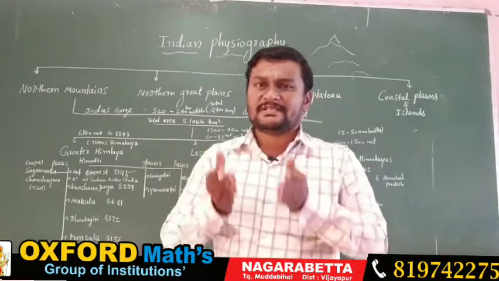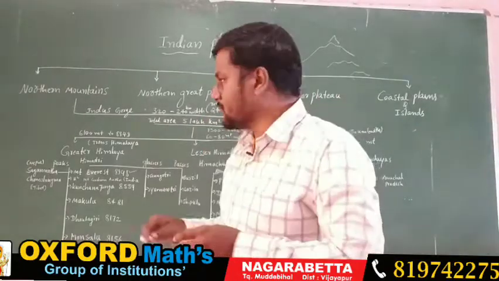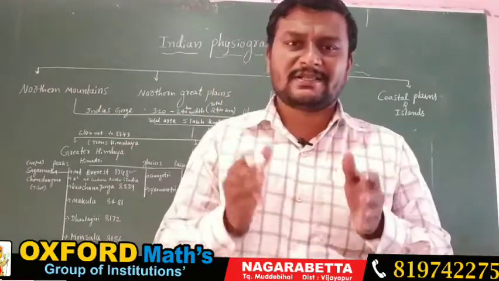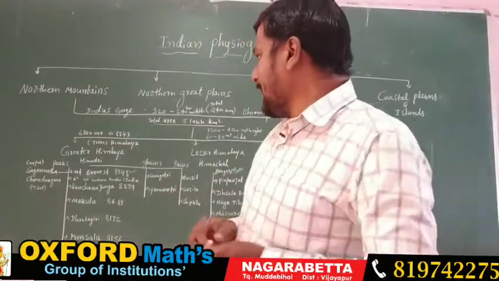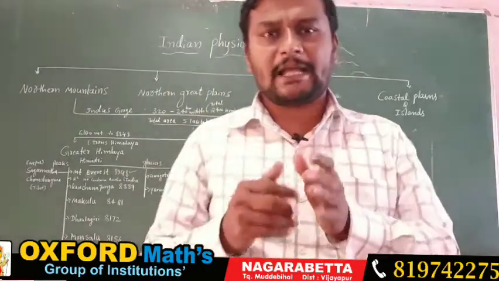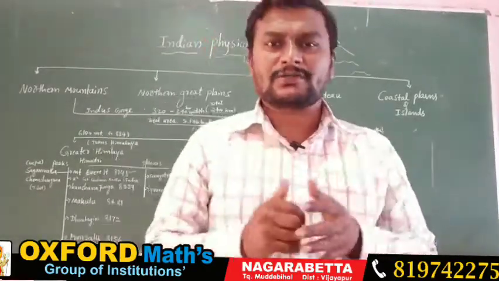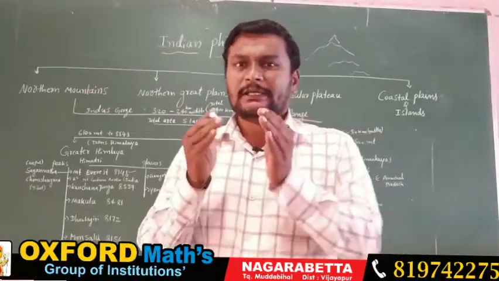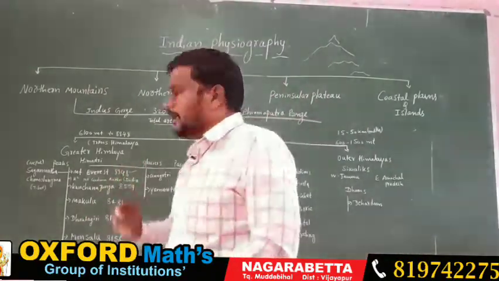Now let us know which is the highest peak in India. I told you, Mount Godwin Austen. It is 8,611 meters high, located on the India and Nepal border. It belongs to India. So my dear students, now we know the information about the Greater Himalaya.